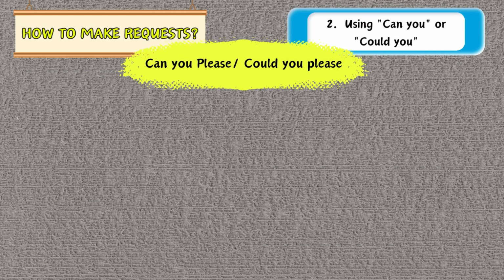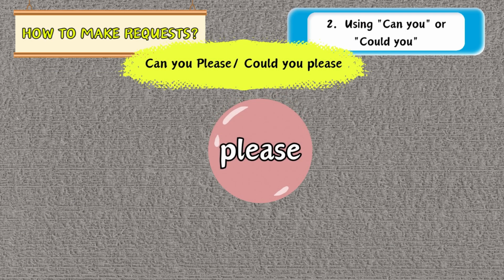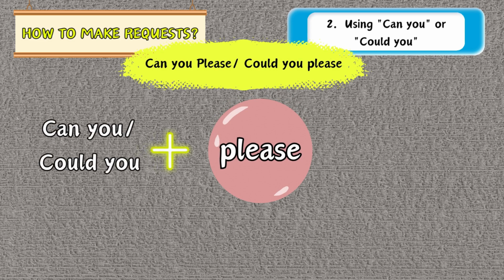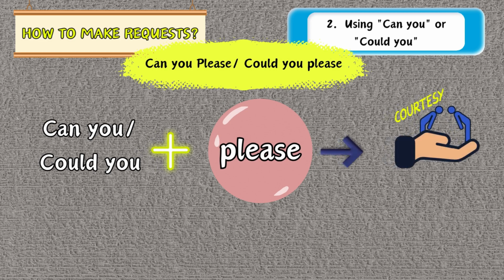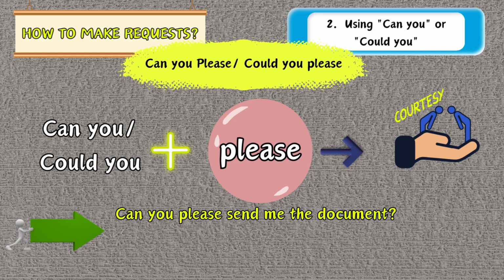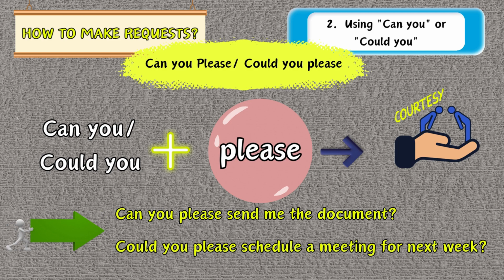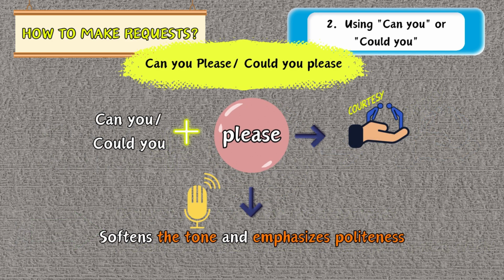Can you please or could you please? Adding please to a request with can and could is a way to increase politeness and courtesy. Examples: Can you please send me the document? Could you please schedule a meeting for next week? While could you is already a polite form of making a request, adding please further softens the tone and emphasizes politeness. So, in professional or formal settings, using please with could enhances politeness.